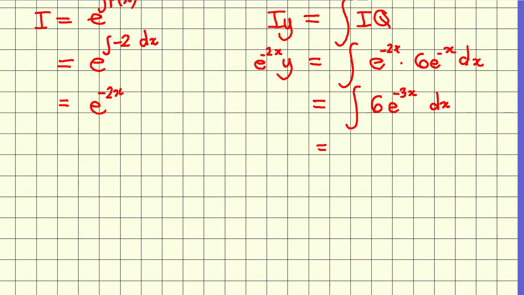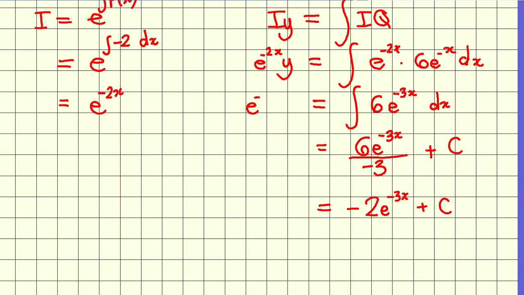So now we're ready for integration. So if you integrate an exponential, your exponential stays the same, and you divide by the derivative of the power. So you're dividing by minus 3 here. Plus you've got your plus c at the end. Right, let's simplify that part. So 6 over minus 3, it just gives you minus 2 e to the minus 3x plus c. And then remember, we need to get y by itself.